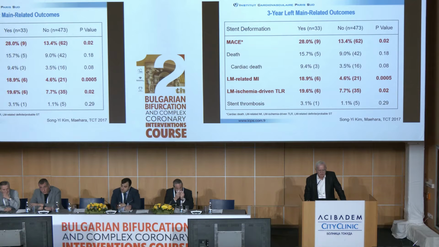The death rate is also not completely significant, but a true trend when you are speaking about cardiac death. Left main related MI is of course much higher when you have distortion. Left main ischemia-driven TLR and even stent thrombosis show a trend because the population is not enormous, but you can see that there is a real trend.